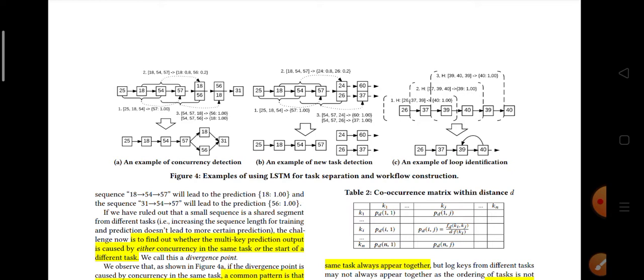One's probability is 0.7, the second one's probability is 0.2, and the third one's probability is 0.1, like that. The total probability will be 1, right? So that is the probability. Using the highest probability, normally we are taking the next log key. But sometimes it's not like that. It is exactly the next log key that should come.